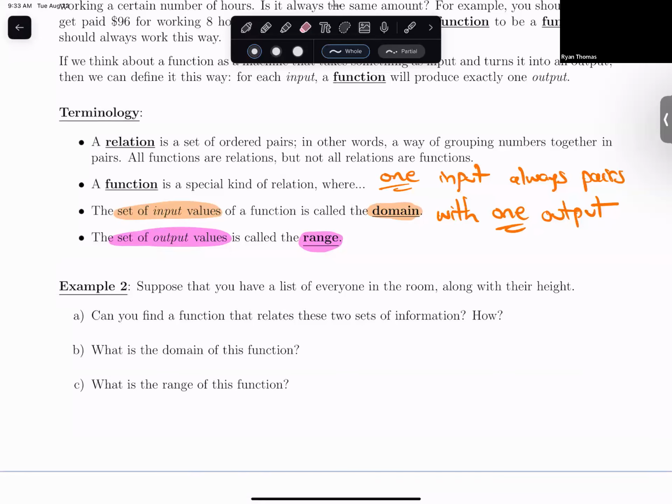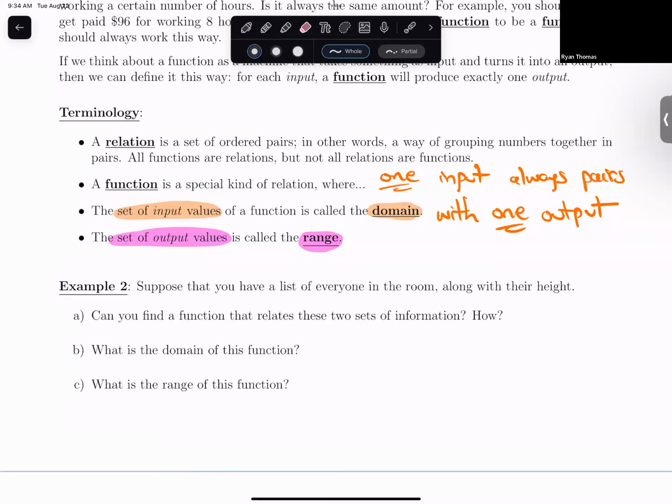The range then would also be numbers, but those numbers are going to represent how much you get paid. And again, it's going to be kind of restricted. If you work no hours, you make no money. So it starts at 0. And then it will go up all the way to, well, whatever 40 times 12 is, or 480, I guess. It would be those numbers. Doesn't make sense to talk about stuff outside of that.